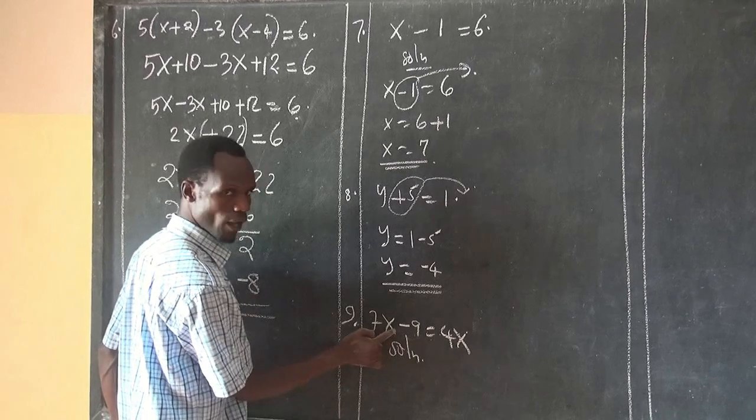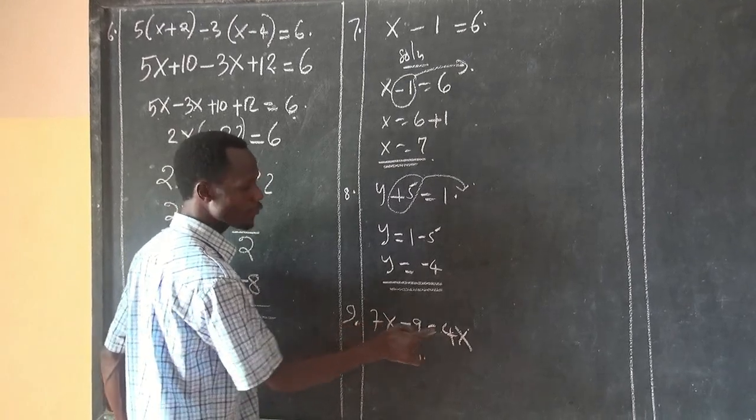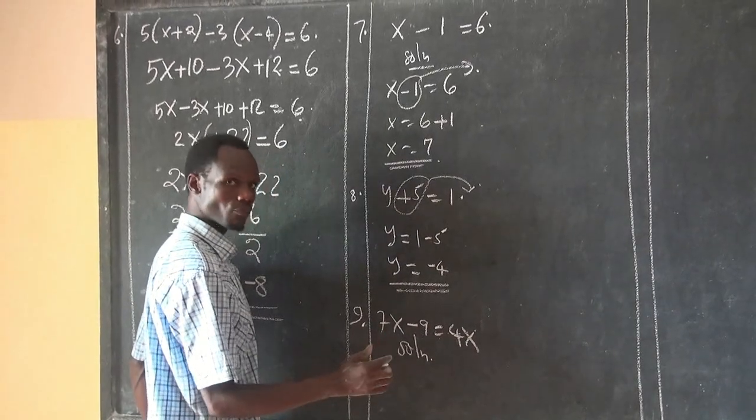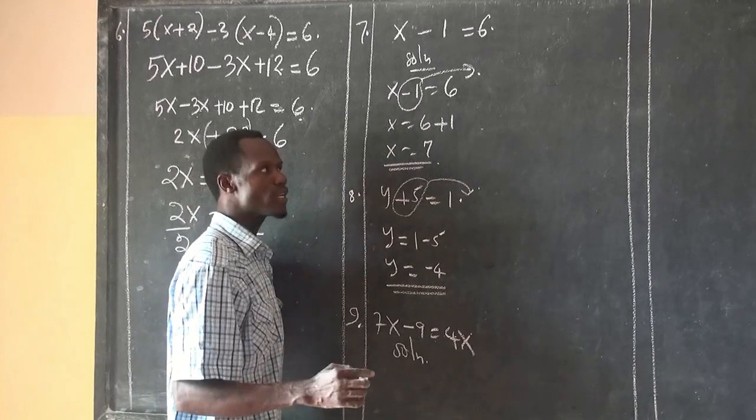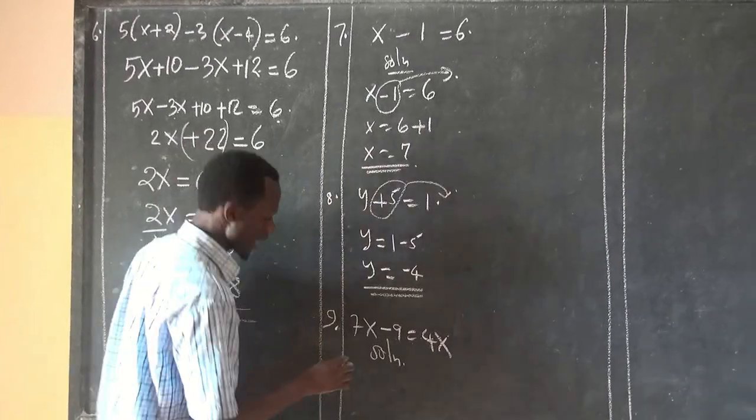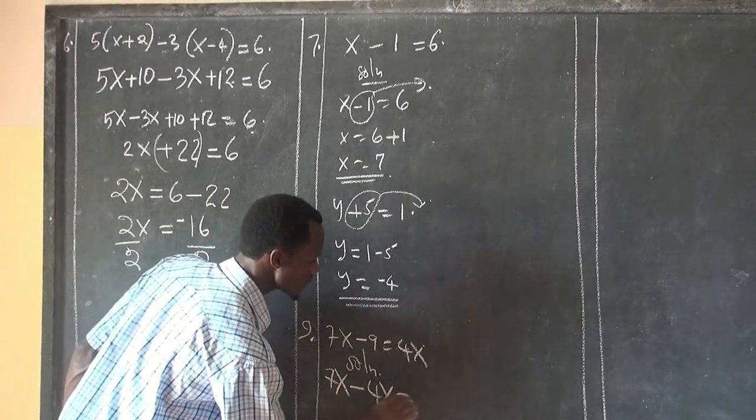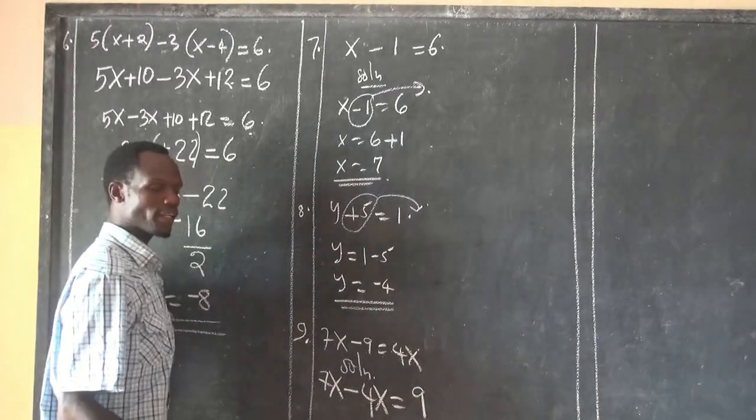Why have I brought this one? Because 7x and 4x are like terms. Now I have to collect them together. But collecting them together, I must follow the principle. Now that is 7x minus 4x is equal to 9. Why have I written this one?